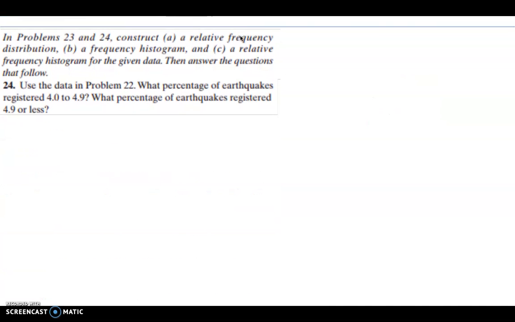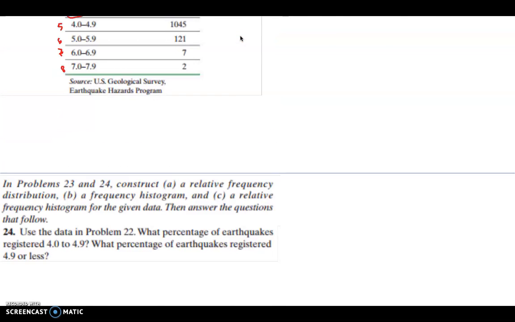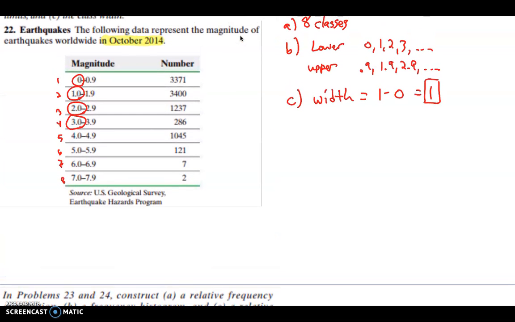Okay, so now we want to, in this question, use the data that we had up there in problem 22. We want to know what percentage registered from 4.0 to 4.9, and what percentage registered 4.9 or less. Okay, so we've got all of this data right here, and we want to know how many of them were 4 to 4.9.